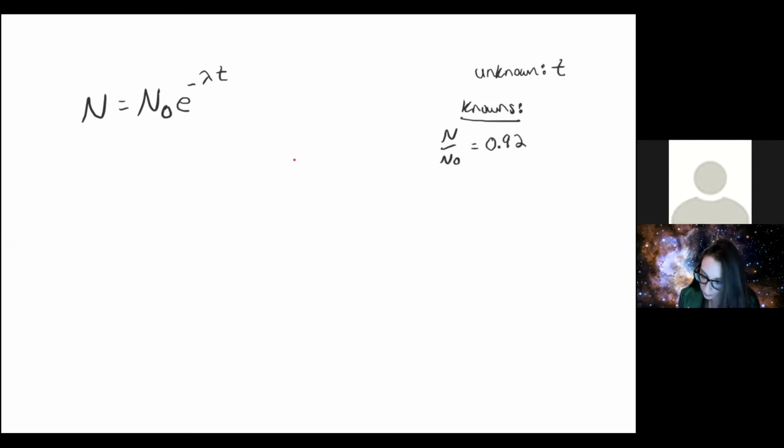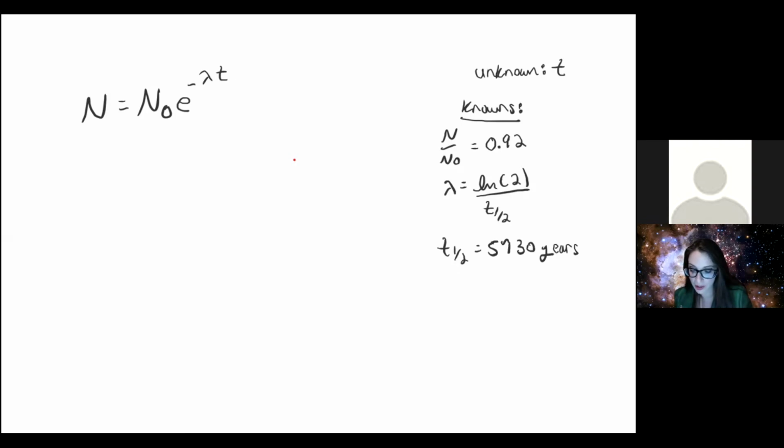And we have this quantity lambda, which is our decay constant. Lambda is equal to the natural log of 2 divided by the half-life of our nuclei. In this case, we have carbon-14. The half-life of carbon-14 is 5,730 years.